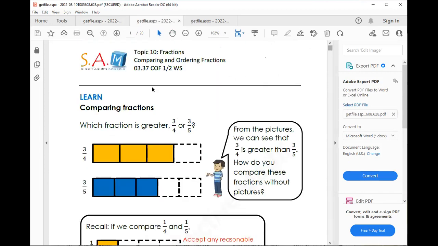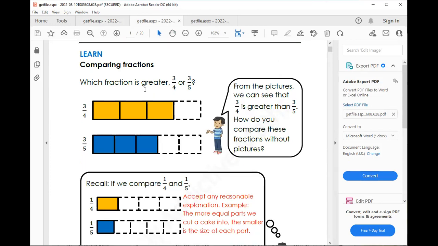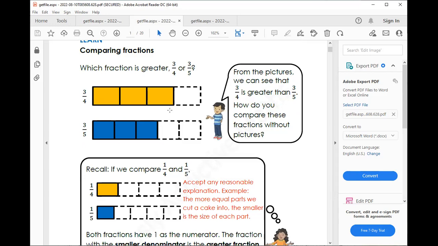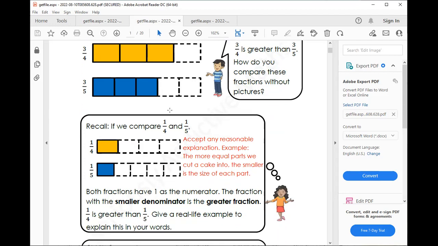All right, then move on to booklet number 2. This is about comparing fractions, which is greater. Here you can show them visually. It's quite clear. 3 out of 4 parts is greater than 3 out of 5 parts. Now here, teachers usually would tell them that if the numerator is the same, then the greater the denominator, the smaller the fraction is. Or the smaller the denominator, the greater the fraction is. Some students may have a problem understanding this, so you can actually show them.